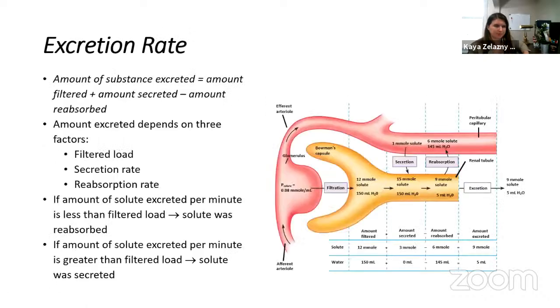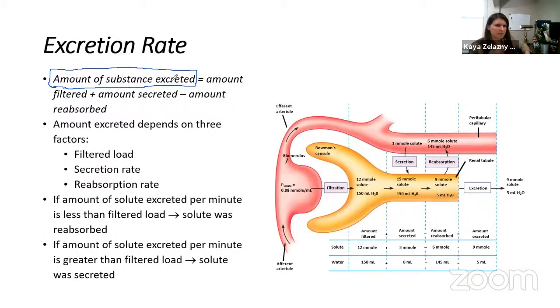Okay. Before we do that, we want to touch briefly on excretion. So we're going to talk briefly about the excretion rate, so how fast things are excreted, the concept of clearance, and we'll have a brief reminder on what micturition means. Okay. So when we're talking about the excretion rate, all we're basically saying is that the amount of substance excreted, which is the amount of that substance that's in your urine, right? So the amount of water in your urine, the amount of glucose in your urine, the amount of sodium in your urine, whatever substance we're tracking.